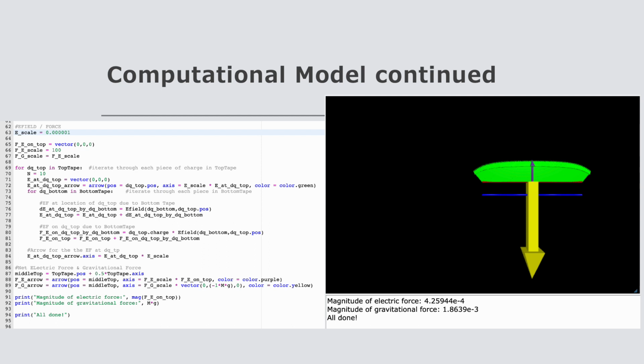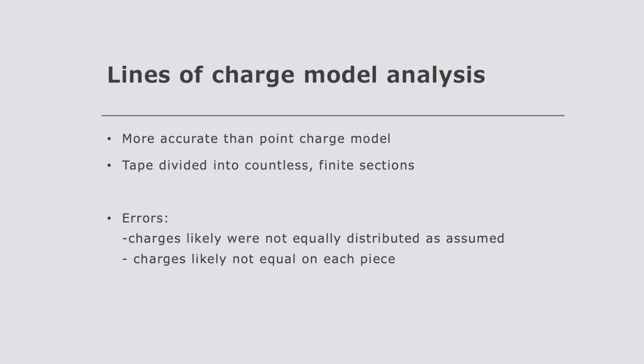So essentially we took the integral of the function, and that can be demonstrated by the number of arrows along the tape, in this case the rod in the model. Based on this model, we found that this was more accurate than the point charge model because the tape was divided into countless finite sections. Errors came from the fact that in real life, charges likely were not equally distributed as we assumed at the very beginning, and additionally, charges on each individual piece are likely not equal either.